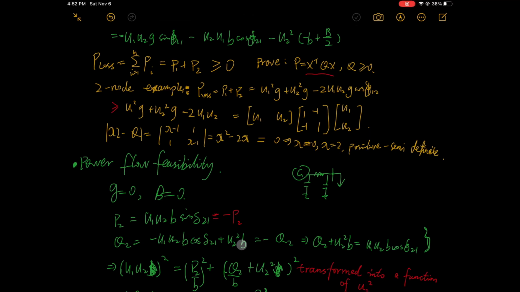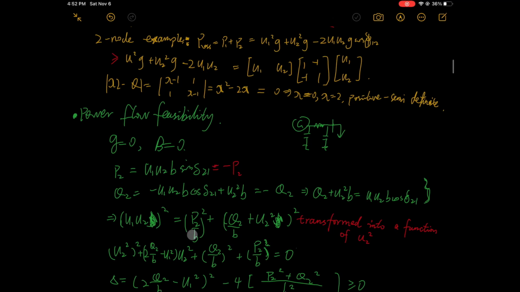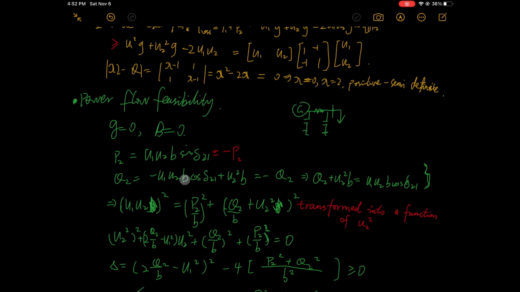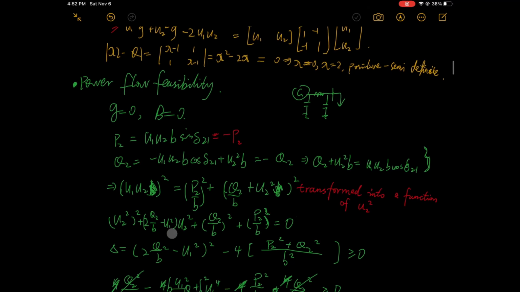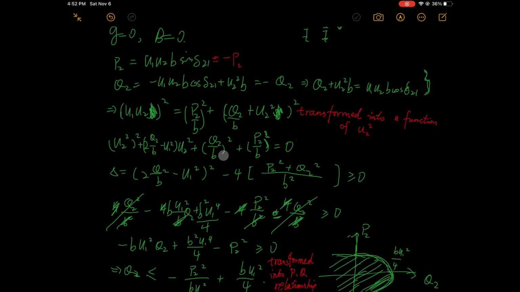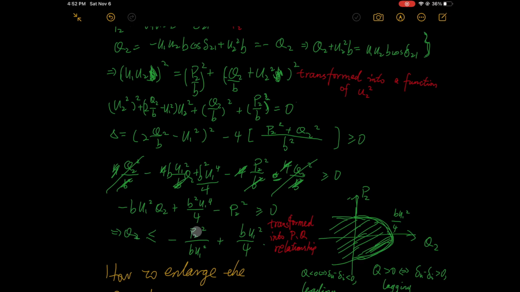Now, to eliminate sine and cosine, we square both sides and add them up. Let's convert it to a quadratic function of U2 squared. To have real value solutions, delta should be non-negative. We make some calculation here, and now it's a relationship between P2 and Q2. So the power flow solution is feasible in this area.